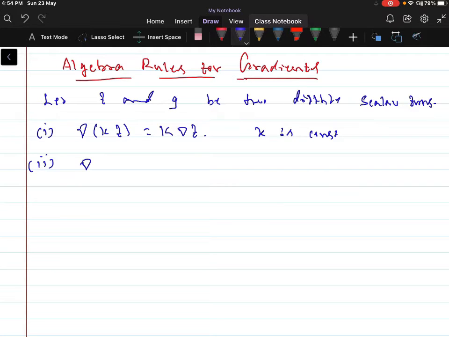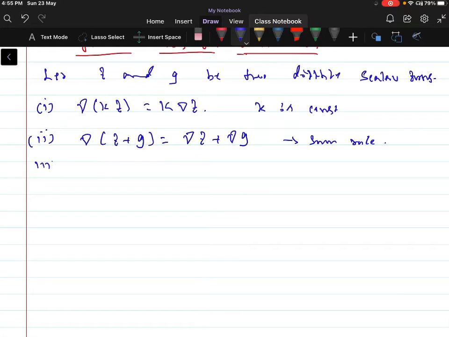Gradient of f plus g can be written as gradient of f plus gradient of g, which is called the sum rule. Third one, gradient of f minus g, the difference of two scalar functions. Gradient of f minus g is gradient of f minus gradient of g. This is the difference rule.